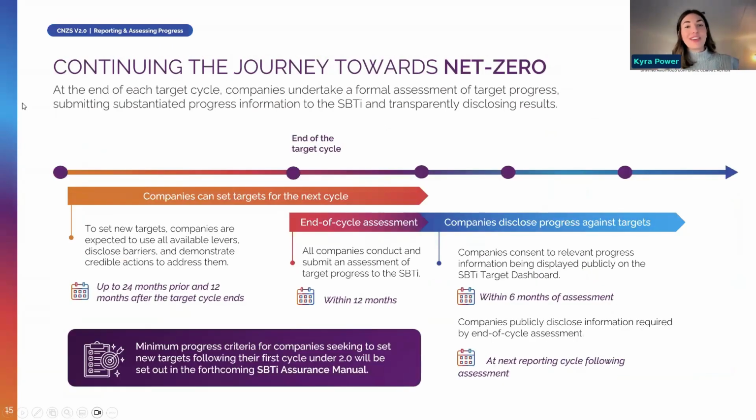Now, at the end of each cycle, companies are required to conduct and submit a robust end of cycle assessment to assess target progress. Minimum progress criteria for companies seeking to set new targets following their first cycle under version 2 will be set out in a forthcoming resource, which we have named the SBTi Assurance Manual. You will see this reference throughout the standard as it is a component of ongoing work. We'll see momentarily, the SBTi is continuing to develop guidance and resources related to target implementation, assessing target progress, and renewing targets.